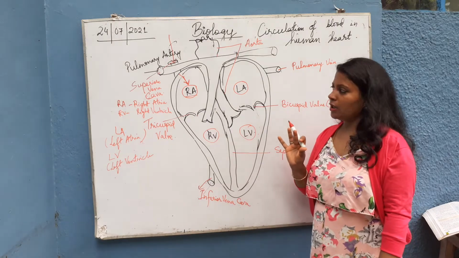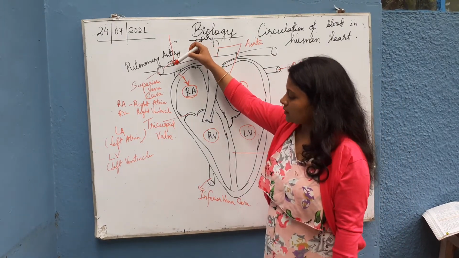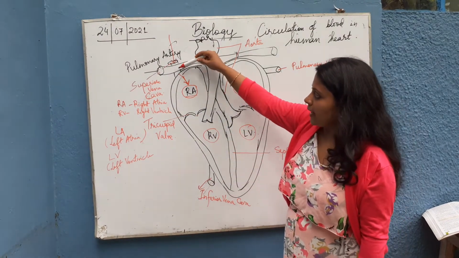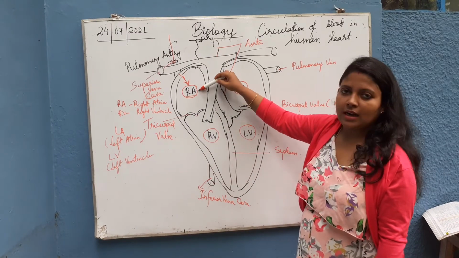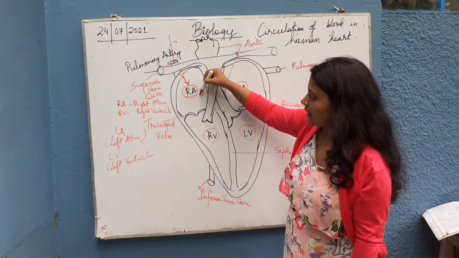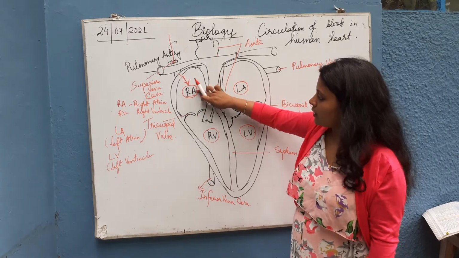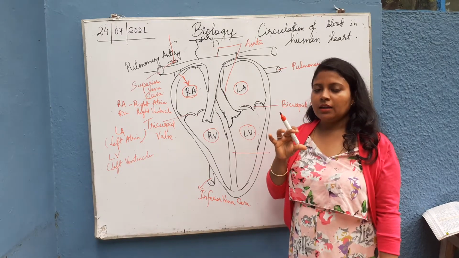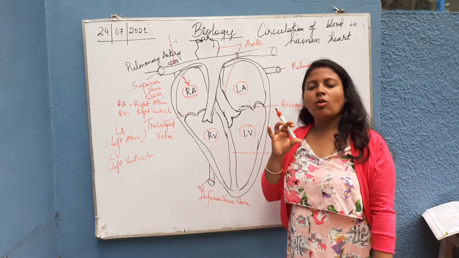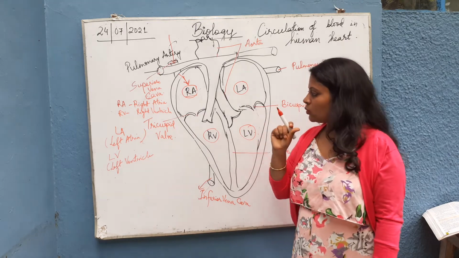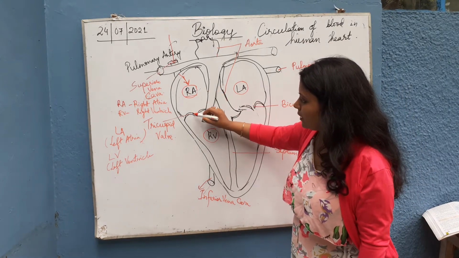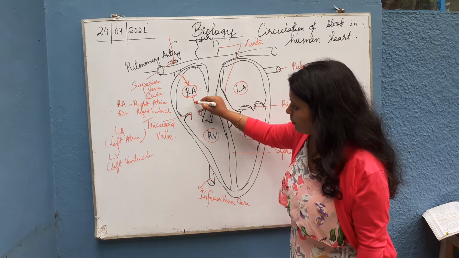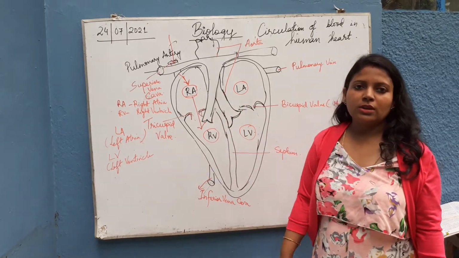Now see the flow of blood in the human heart. The blood which has come from the upper parts and the lower parts has entered through the superior and inferior vena cava to the right atria. Now the blood is filled inside this right atria. As the right atria is filled with blood, there is no more capacity to hold the blood. So what happens here? The tricuspid valve will open and the blood will flow into the right ventricle.